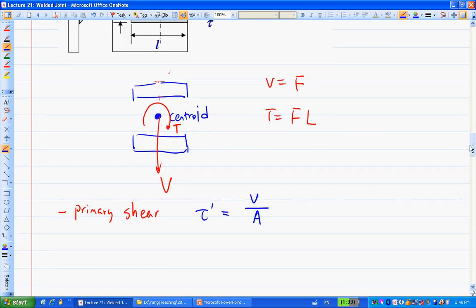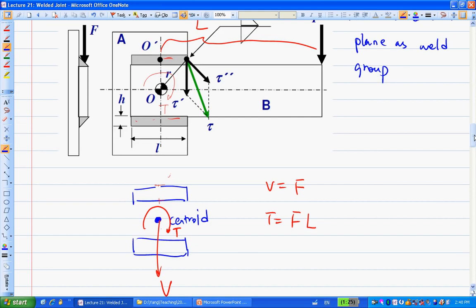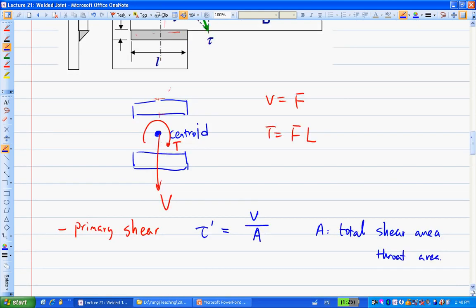Basically, the A here we call the total shear area, or total throat area. Yeah, that's the A there. And the V is F, right? So it doesn't matter whether it's here or here, it's the same. In this case, the tau prime will be the same thing.